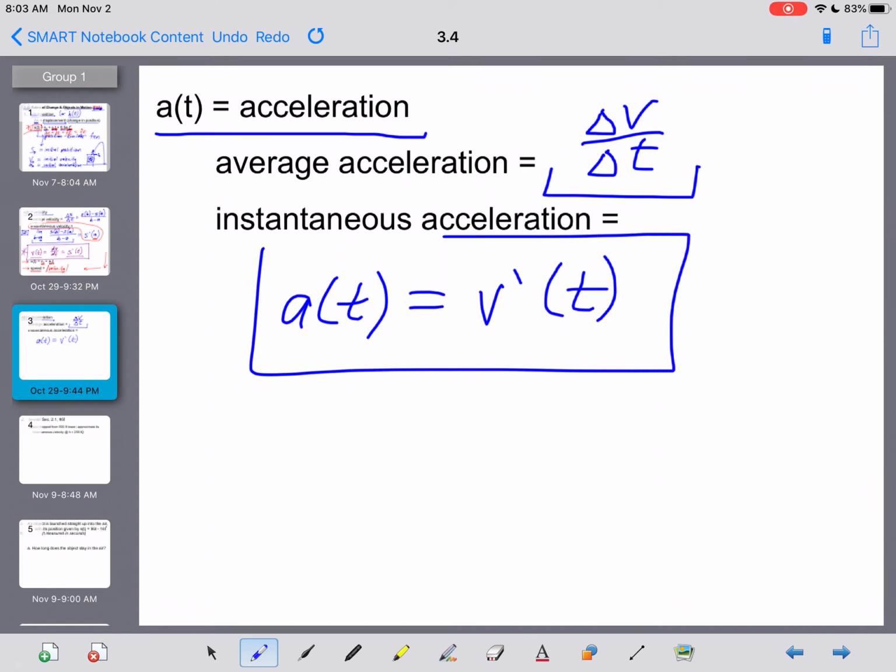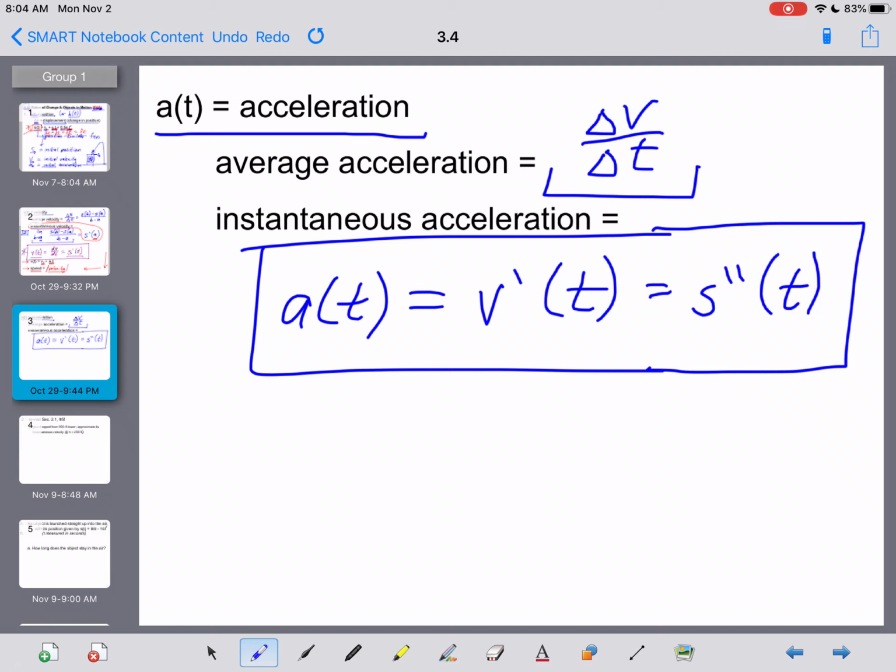But this is the big takeaway from here. Actually, now that I say that, let's remember one important thing here as well. Velocity was defined as the derivative of position. So therefore, the derivative of velocity would be the second derivative of your position function. And we haven't talked a whole lot about second derivatives just yet, but we'll get into that a little bit later today. That is a pretty important takeaway here as well.